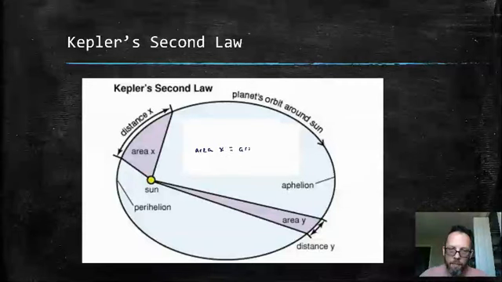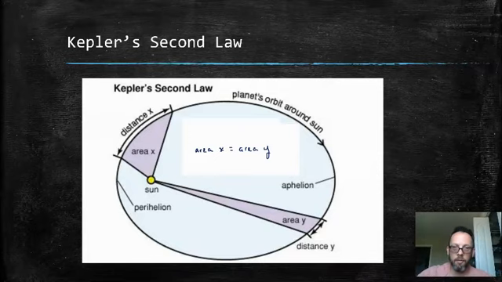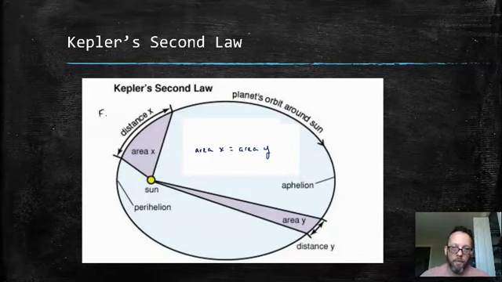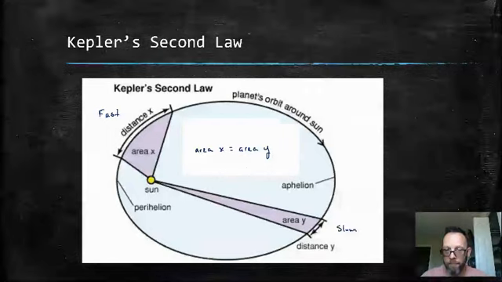In this diagram, the time it takes to sweep out distance X is the time it takes to sweep out distance Y. And so there's a consequence of that. It means that planets aren't moving at a constant speed. They're moving fast when they're closest to the sun, and they're moving slower when they're farthest from the sun.